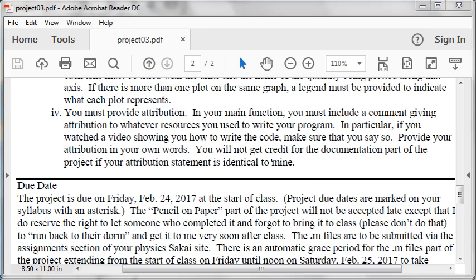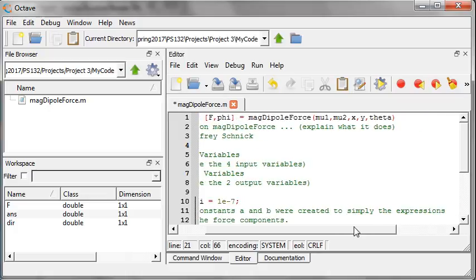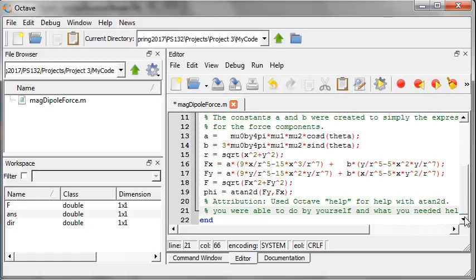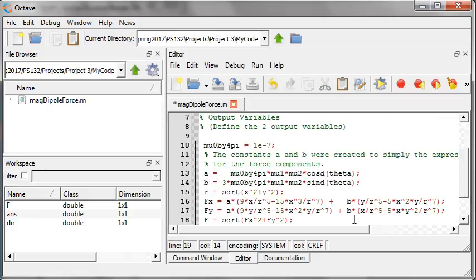So in mine I used the help on ATN 2D. That turned out to be perfect. Just a D after the ATN 2. That one I don't think I knew. It popped up.